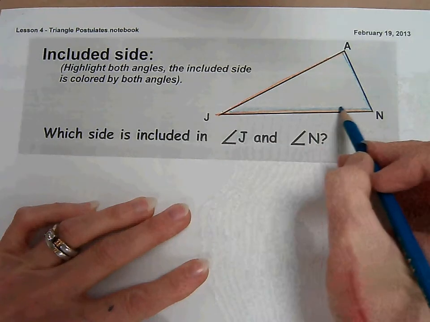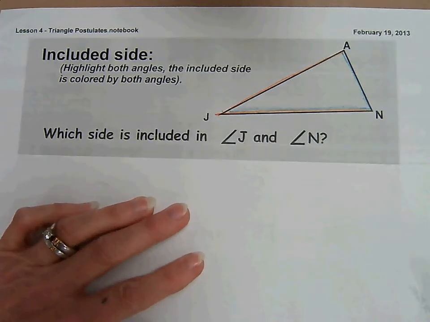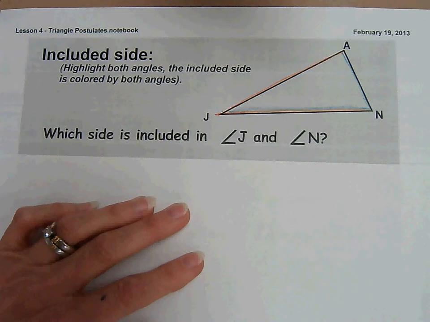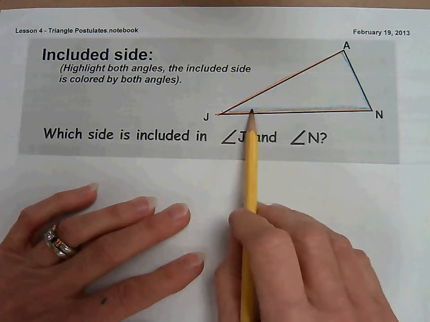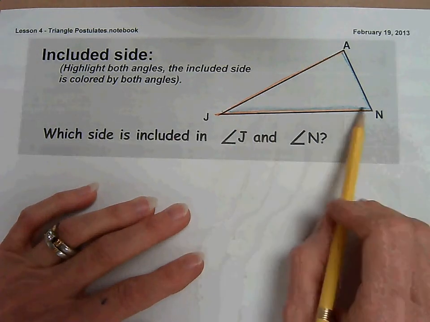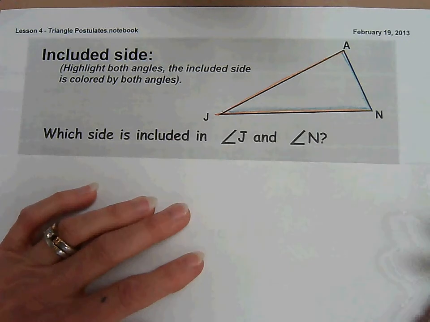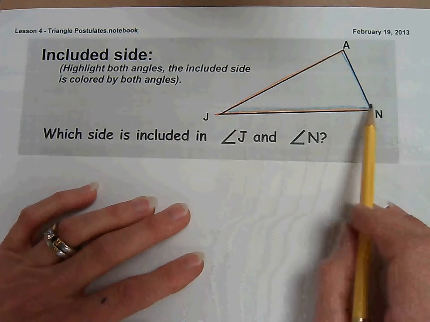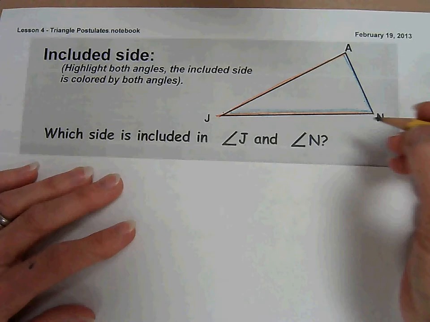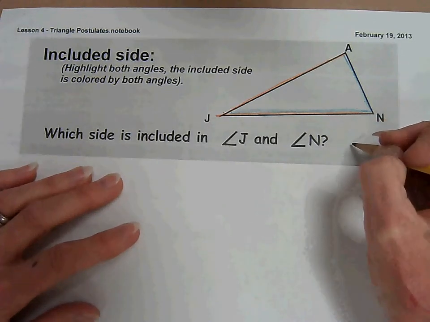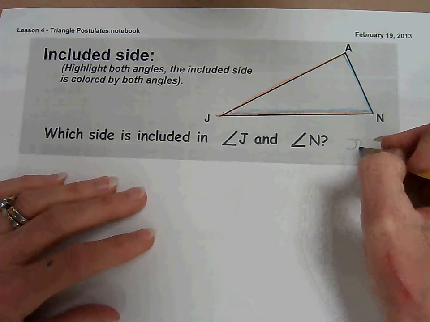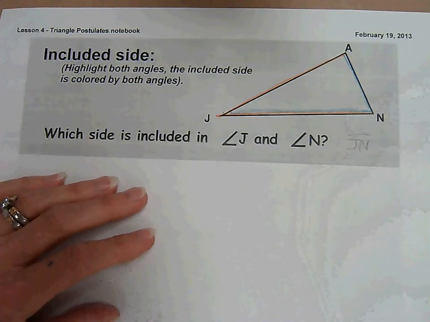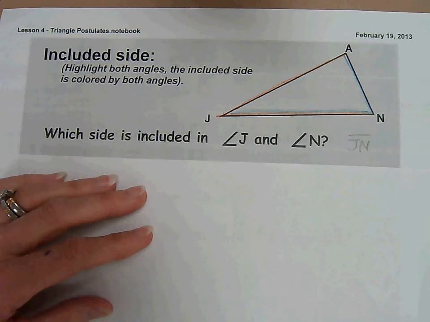Okay, so to find what we mean by the included side of 2 angles, between 2 angles, we'd look here at which side is included in both of the angles. So it's the one that has both the blue and the orange. So the side that's included in both angle J and angle N, shouldn't be too surprised, is segment JN.